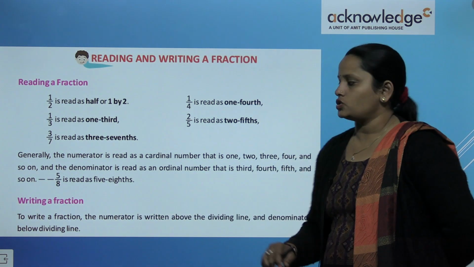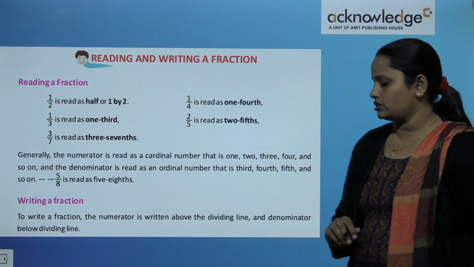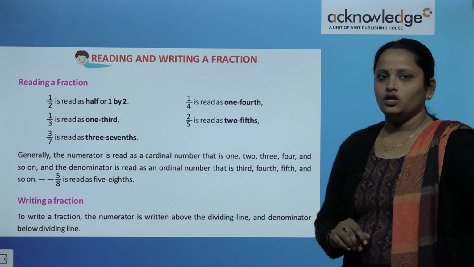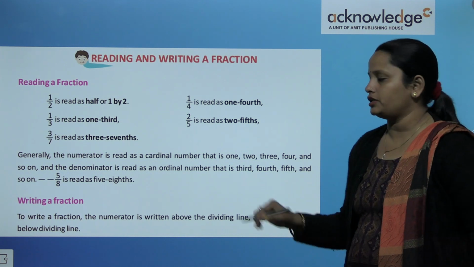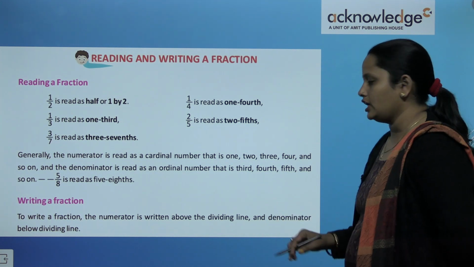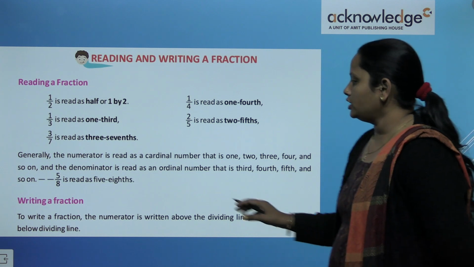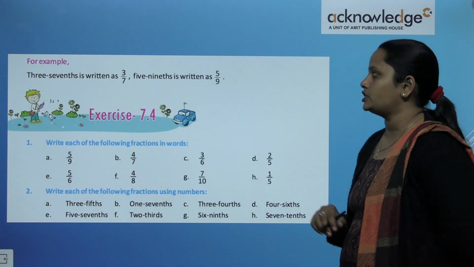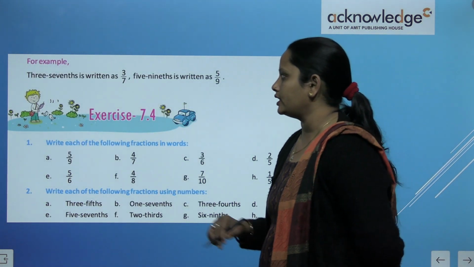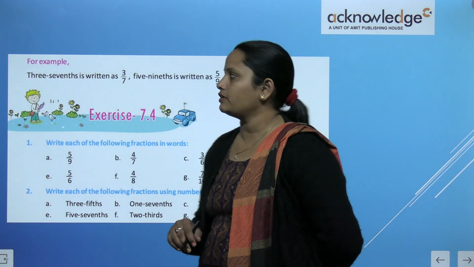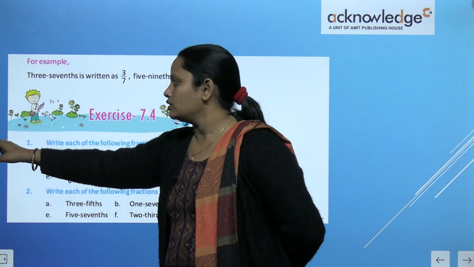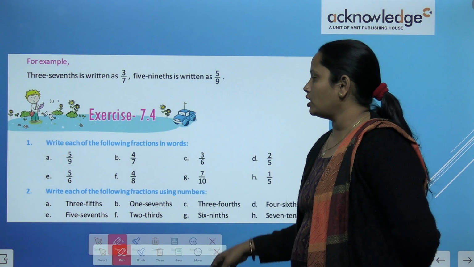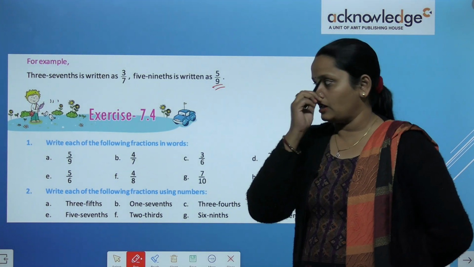Writing a fraction. To write a fraction, the numerator is written above the dividing line. So fraction को लिखने के लिए क्या करना है? Numerator को हम कहाँ लिखते हैं? Dividing line के ऊपर लिखते हैं. And the denominator below the dividing line. और denominator को हम dividing line के नीचे लिखते हैं. For example, three-sevenths is written as 3/7. 5/9 को हम लिखेंगे 5/9.